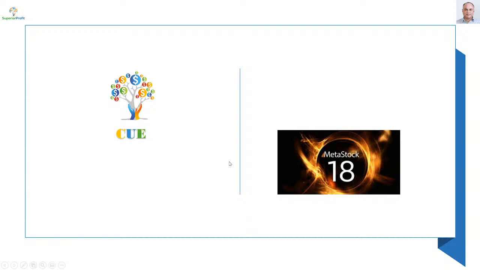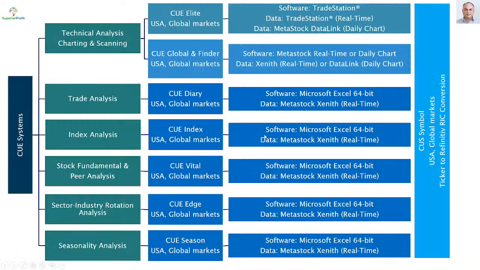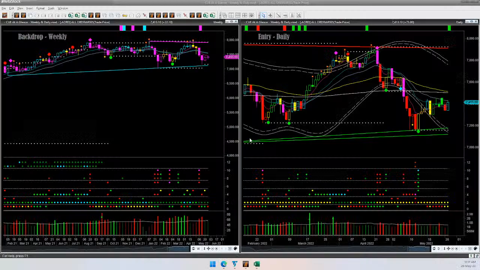I use the Q systems to make trading decisions. They run on the Metastock platform, and one component, the technical analysis component, runs on TradeStation as well. That was the last slide.